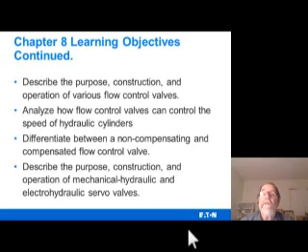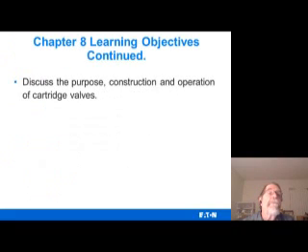We're going to describe the purpose, construction, and operation of various flow control valves. We're going to analyze how flow control valves can control the speed of hydraulic cylinders. We're going to differentiate between non-compensating and compensating flow control valves. We're going to describe the purpose, construction, and operation of mechanical, hydraulic, and electrohydraulic servo valves. And we're going to discuss the purpose, construction, and operation of cartridge valves.